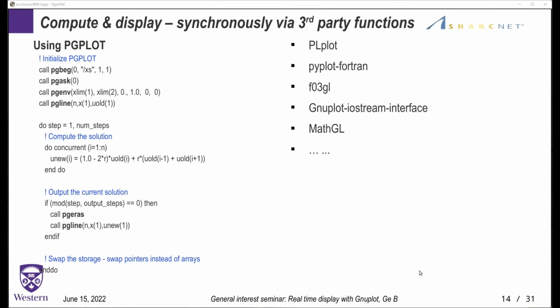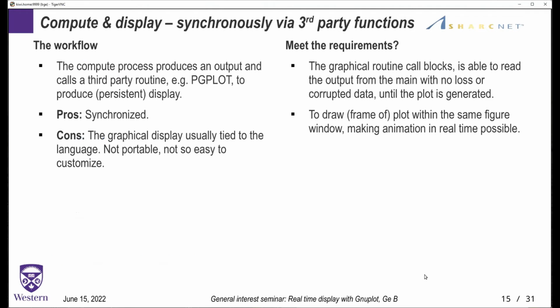So this is an example of using a third-party function. You have to plant the third-party functions in your application program. So the workflow: the compute process produces the output and calls a third-party routine directly. There are pros and cons. The pro is it is synchronized. The cons: the graphical display is usually tied to the language, not portable, and not so easy to customize.